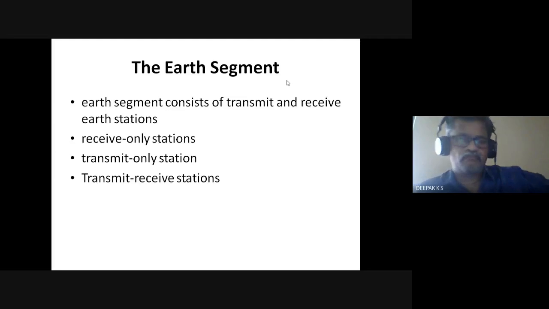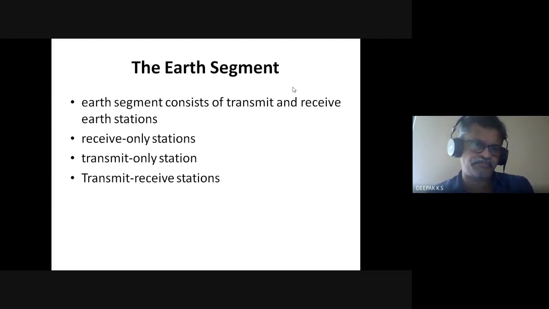Now we had seen the space segment. Apart from the space segment, we have the Earth segment. The Earth segment consists of Earth stations, basically transmit and receive Earth stations. So this is a transmit and receive Earth station, or it could be a receive only Earth station or a transmit only Earth station.